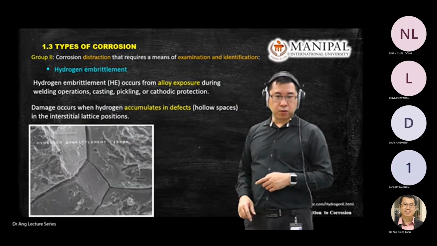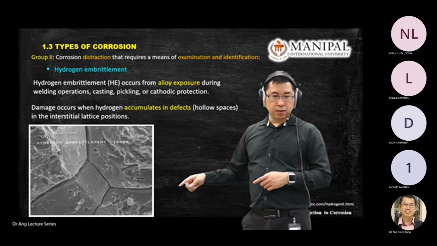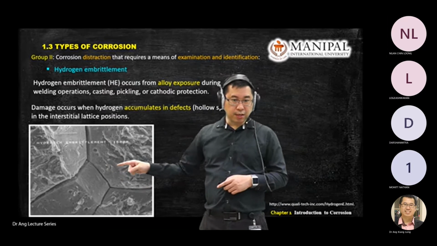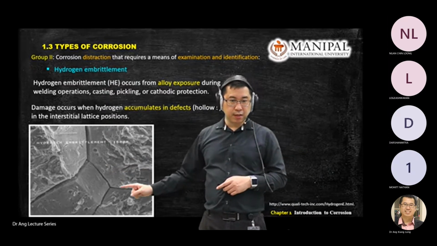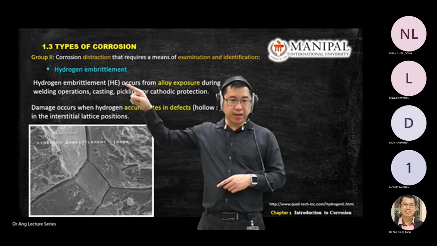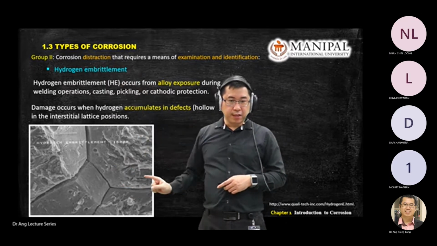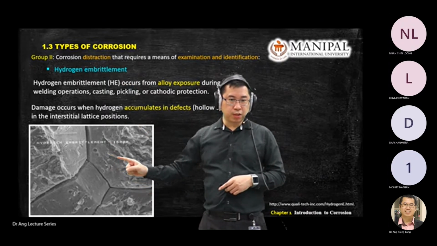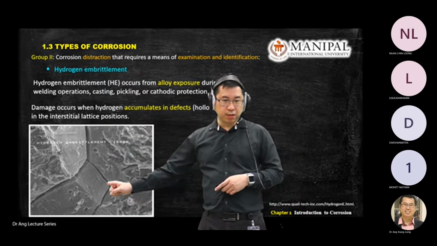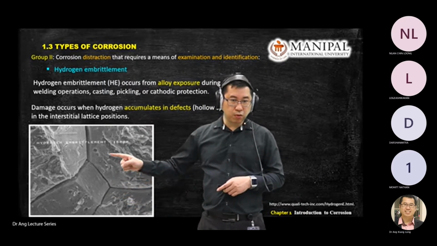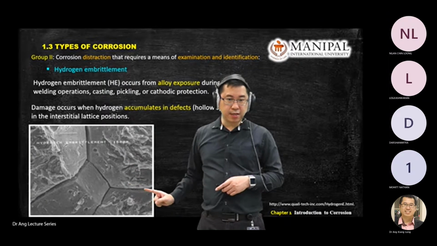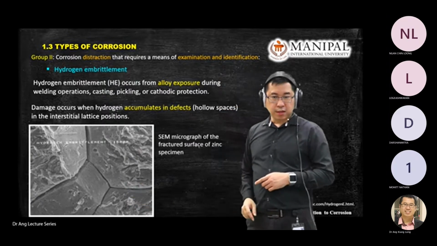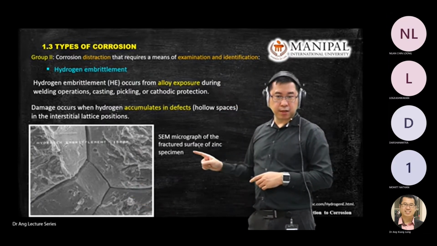This is a very extreme example where you see something explode, then the metal opens up like this. Let's see if I have the photo. This one is under SEM. Again, you can see there's a crack. But what is important with hydrogen embrittlement is that the hydrogen will hide inside all these holes between the lattice positions. You see this small hole here. Sometimes it hides inside this gap here also. This is under zinc.